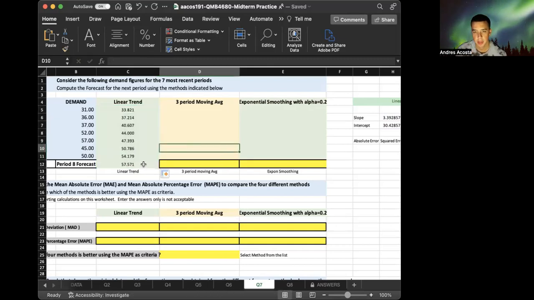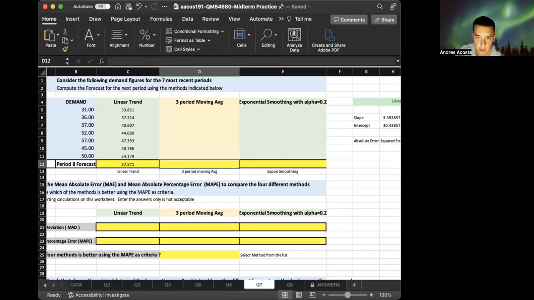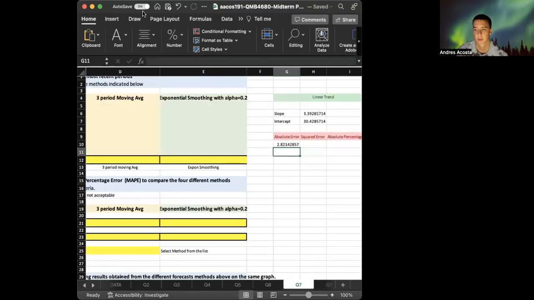Since we want to keep the same color, all we have to do is go here and use the format painter. There you go, so it's the yellow again. And now to the 3-period moving average.